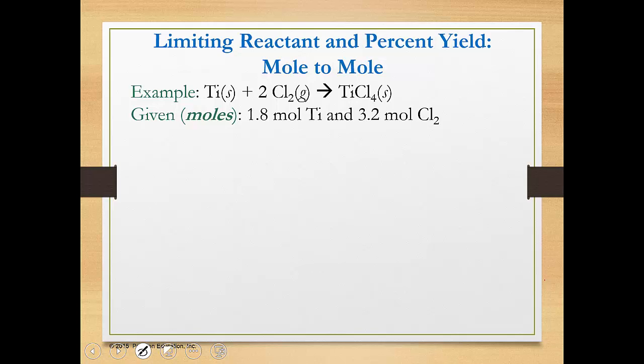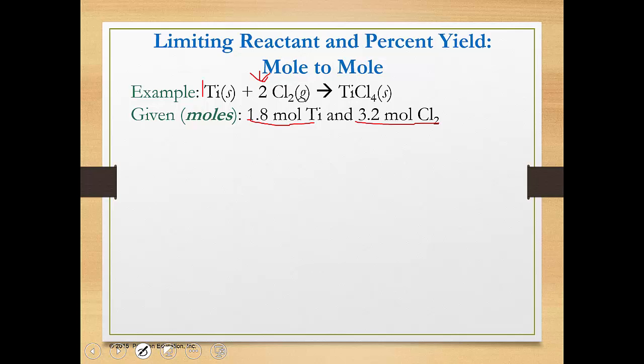We're told that for our starting materials we have 1.8 moles of the titanium and 3.2 moles of the chlorine. So notice it's different from the molar ratios. Our ideal ratio is 1 mole of titanium for every 2 moles of chlorine.